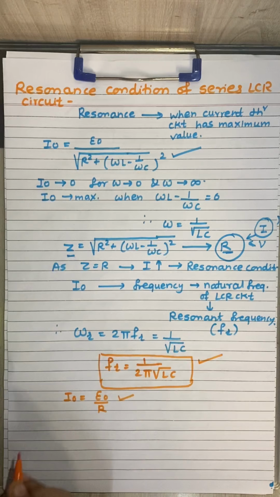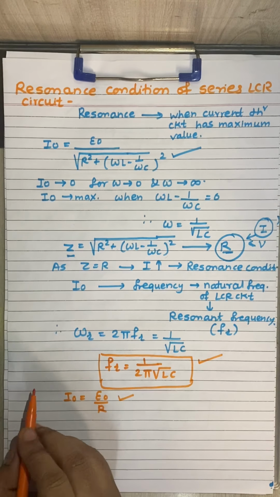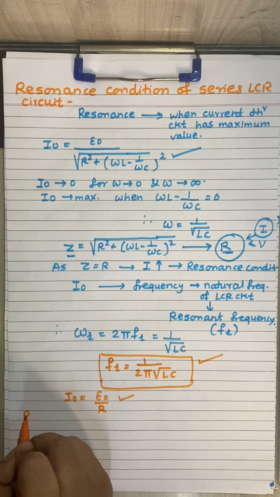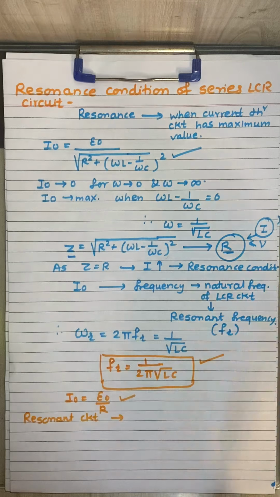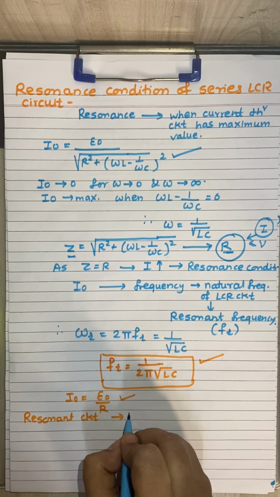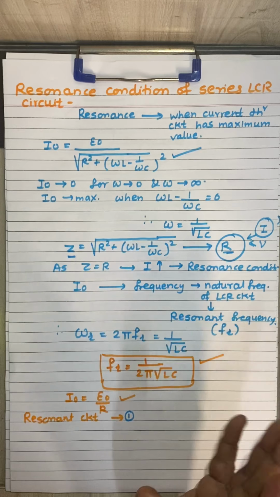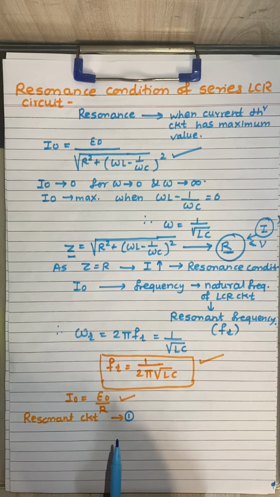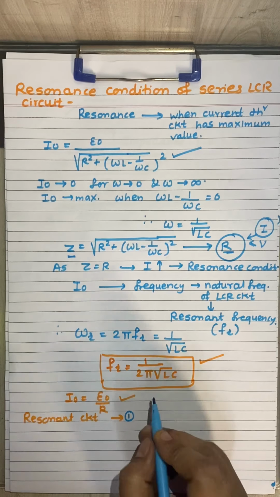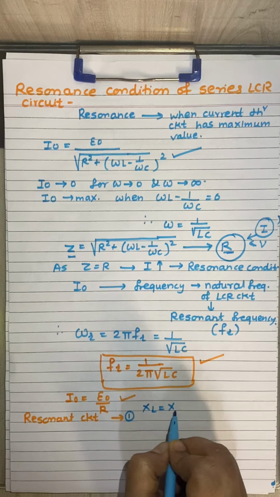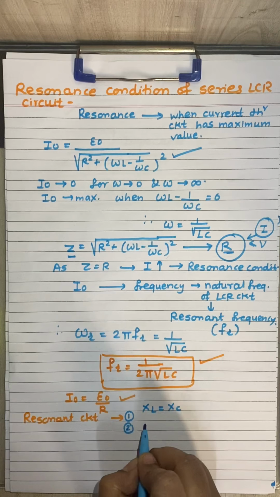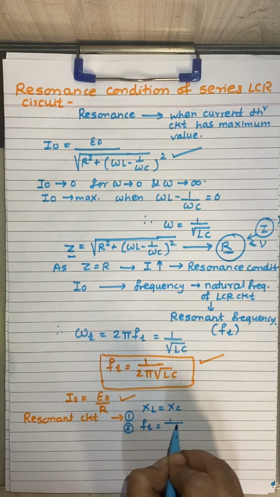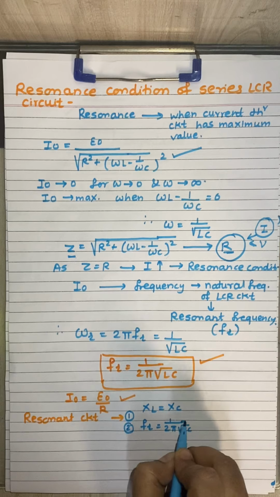Now what are the characteristics of these resonant circuits? I will discuss the main characteristics one by one so that it will be easy for you to understand. The first point is that the circuit becomes resonating when XL is equal to XC. The second is that the resonating frequency is found by the value 1 upon 2 pi under root LC.